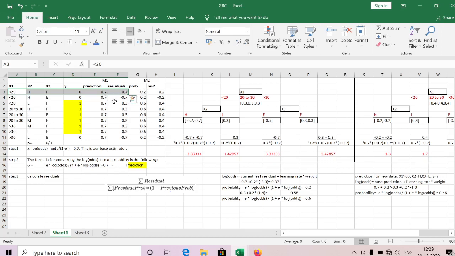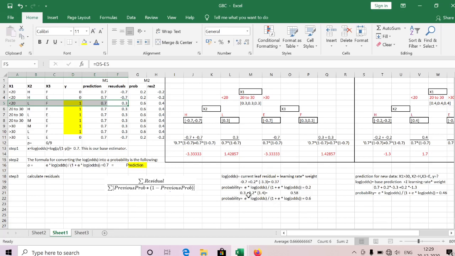Similarly, for the 0.7 residual I got 0.2, and for the minus 0.7 residual I got 0.2. For these three records I got the probability. In a similar way I need to calculate the probability for 0.3. This is my current leaf residual, for example the third residual, 0.3, plus the learning rate, a constant, 0.2. What is the weight of this leaf? 1.4 is my weight. I just calculated and got 0.58.